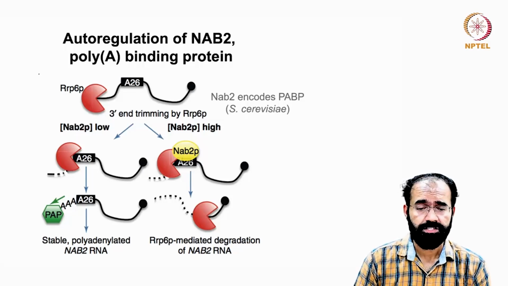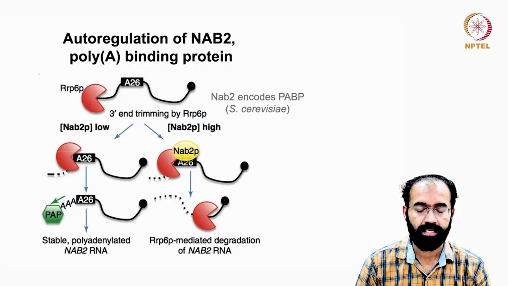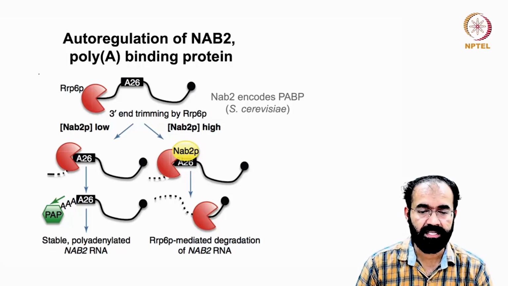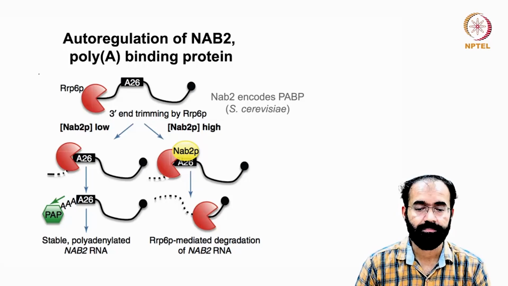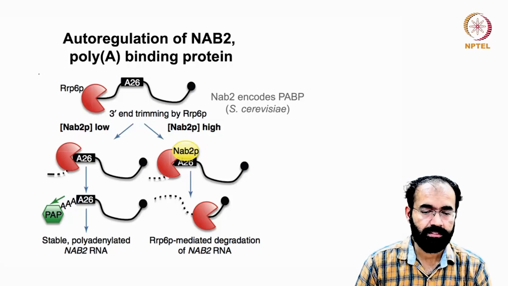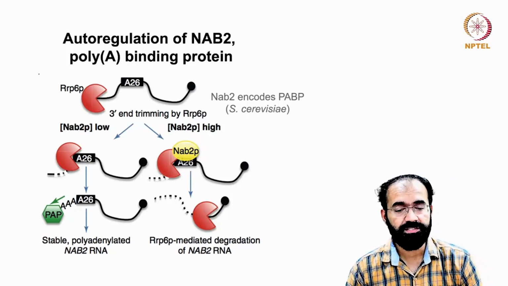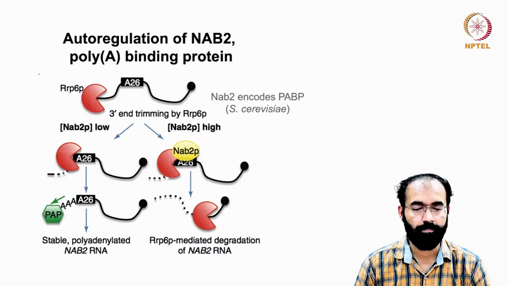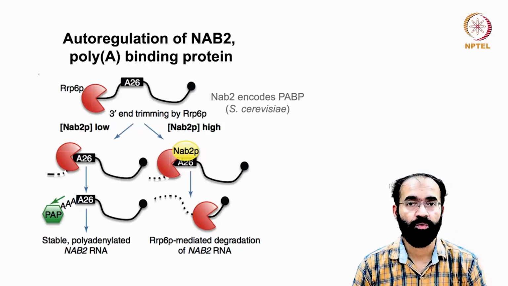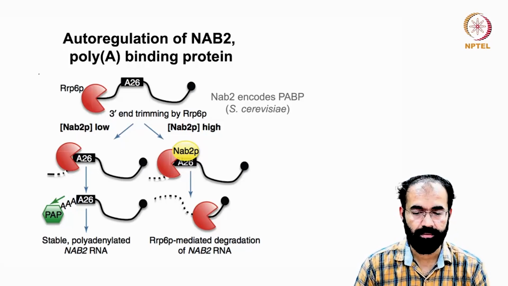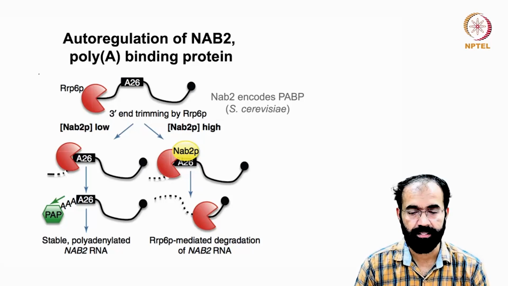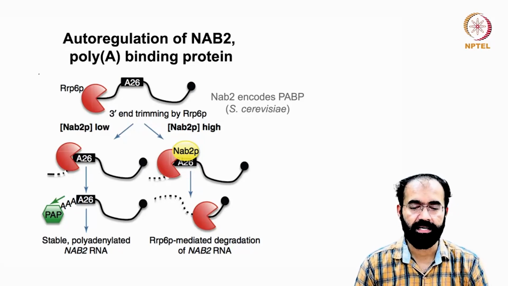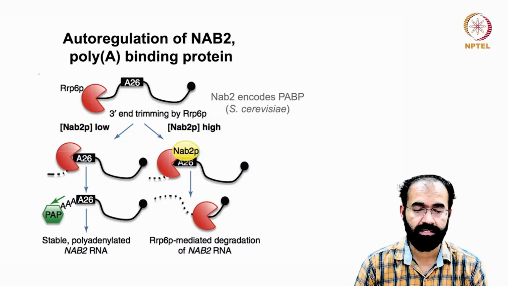So the stretch of sequence that is present in the RNA, especially a region called A26, is a stretch of A's up to 26, and it can be influenced further by trimming enzymes such as RRP6P, and that will influence the length of the poly A tail. And this is a cap, what you are seeing, and this is basically the trimming by RRP6P, and it will reach up to an adequate length, say A26, that means 26 adenines.